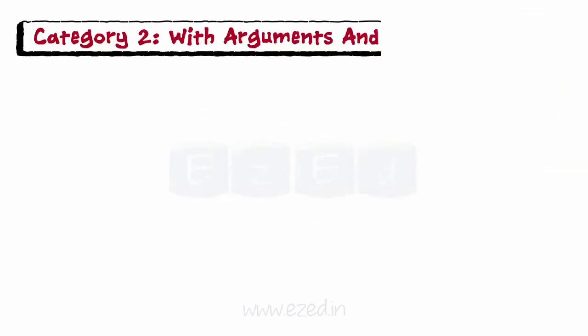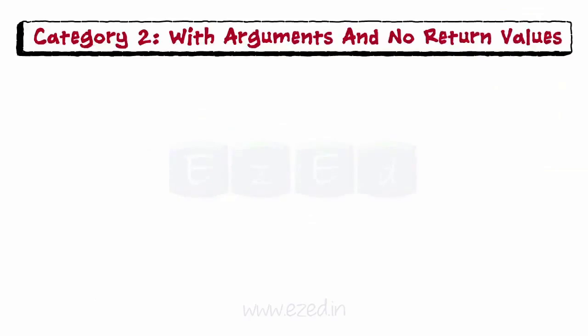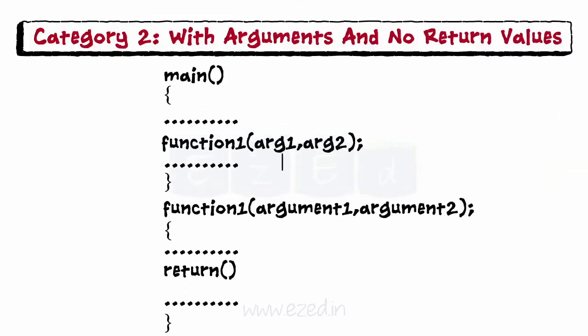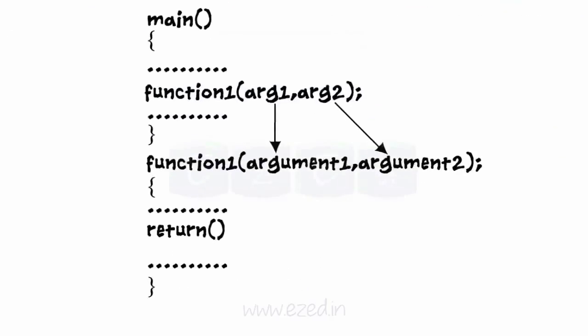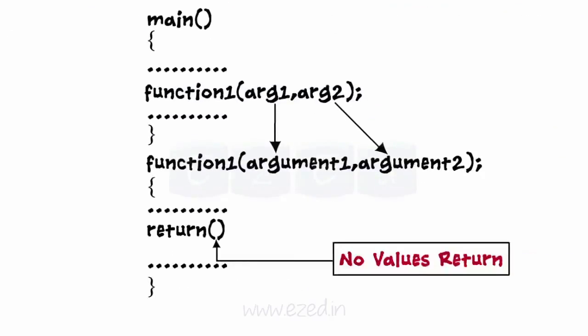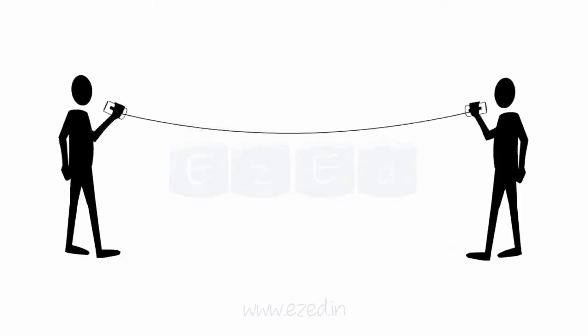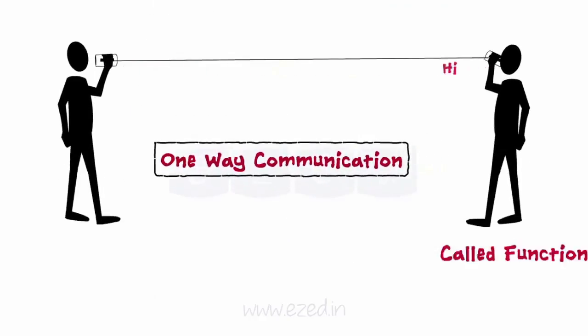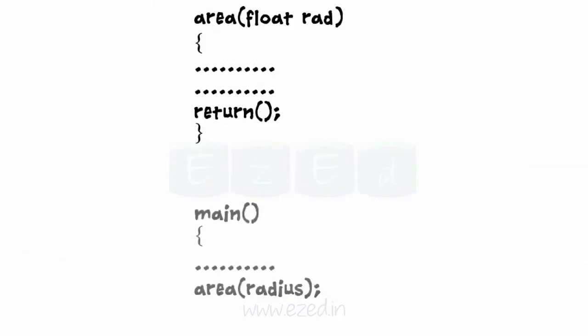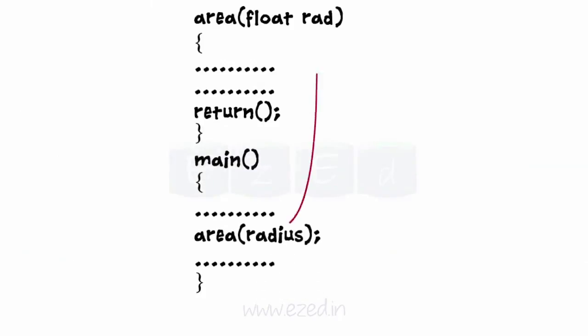Moving on to category 2, functions with arguments and no return values. These types of functions receive the arguments from the calling function, but they do not return any values to it. Thus, there is only one-way communication between the called and calling function. The above area function can be modified in this way in its prototype declaration. Similarly, the function call would also change.